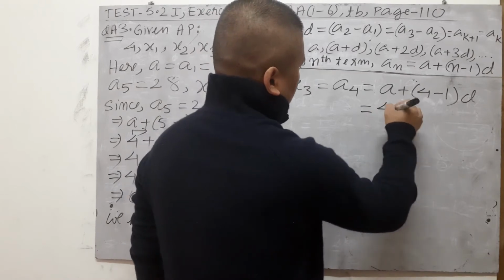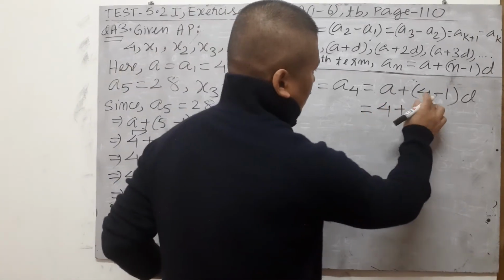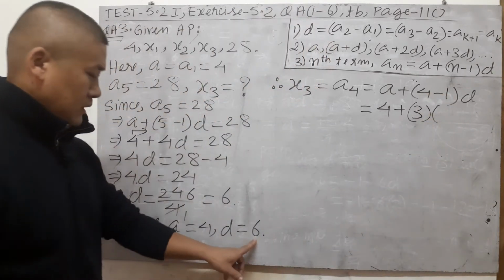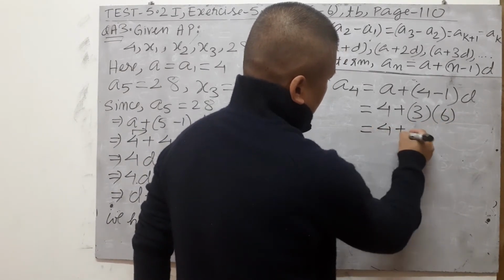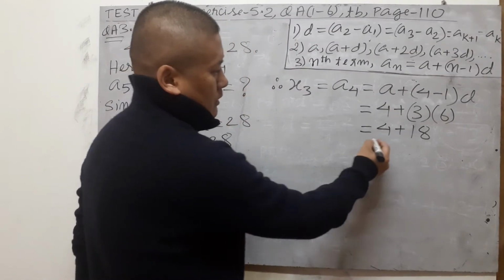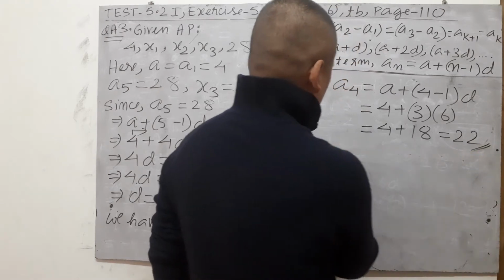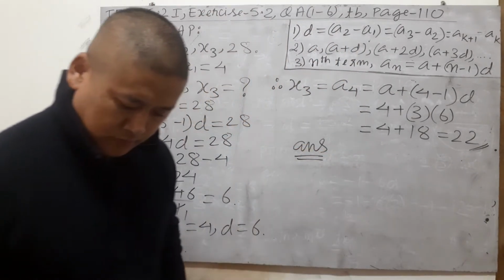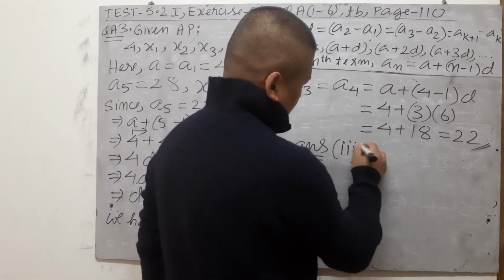So A value is 4, as you can see here. Then plus 4 minus 1 is 3, into D is 6. So we can write here 4 plus 3 sixes are 18. And 18 plus 4 is simply 22. So the x3 value is 22, and the answer that matches this 22 in your choices is the third one. Okay, that's 22.